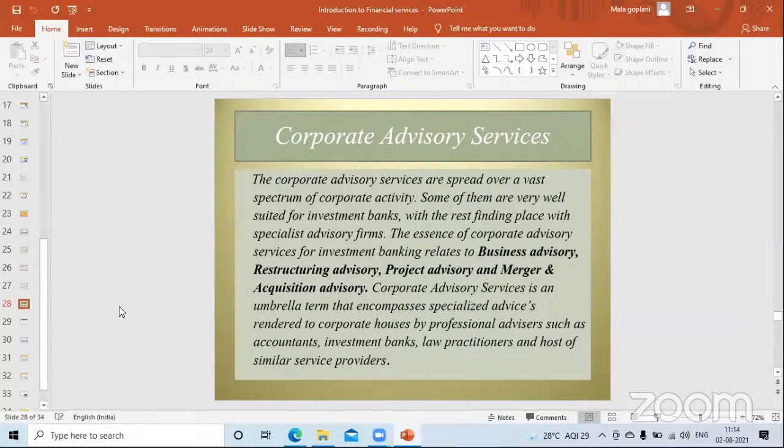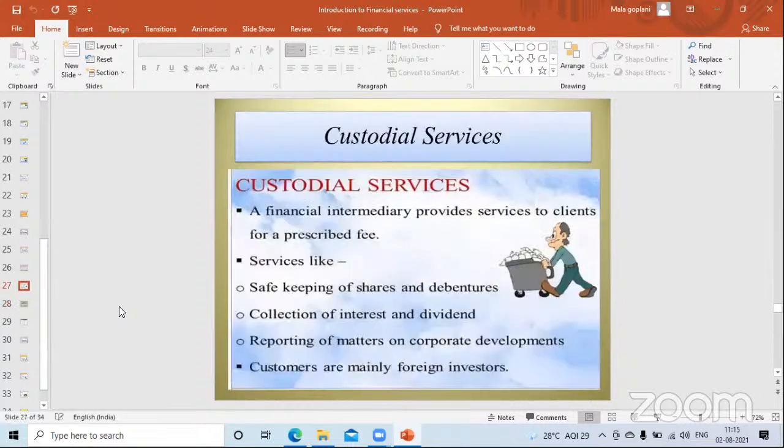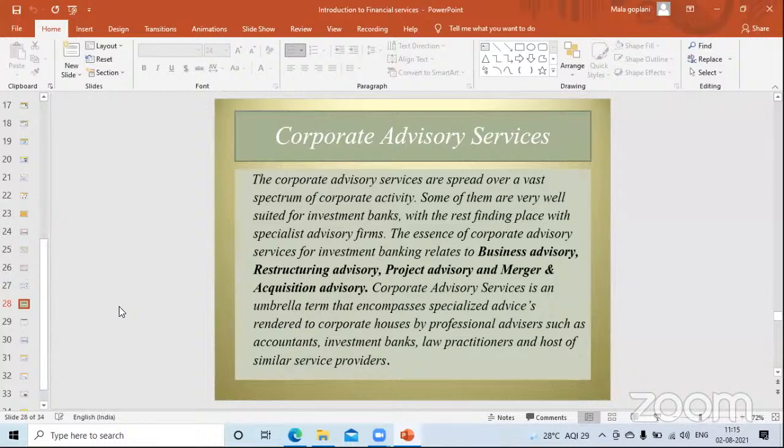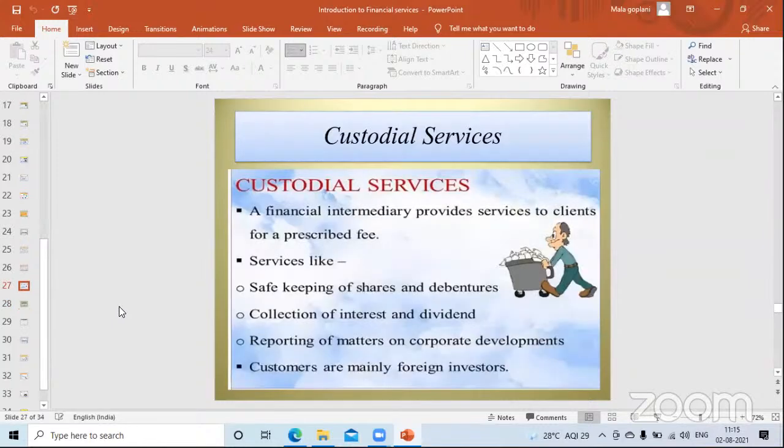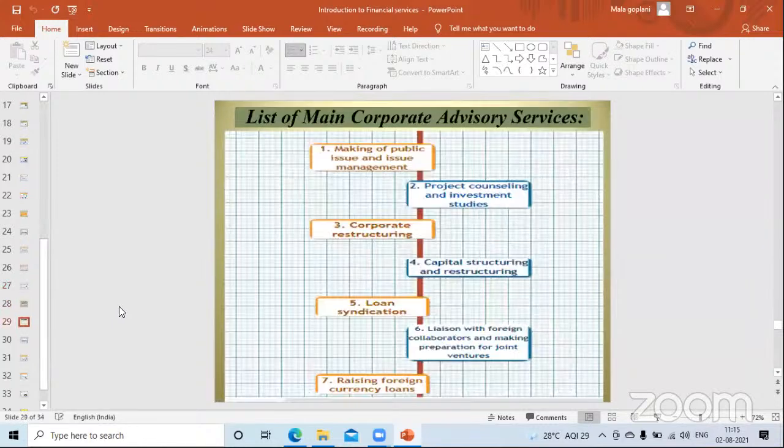We have already done this. Corporate advisory services means corporate counseling. We have already done that. Therefore, I was rushing because I know you are well aware about corporate advisory services. If you are not, listen to the previous recordings. Okay. So corporate advisory services means corporate counseling only. Okay. So this was custodial service. This is corporate advisory services.